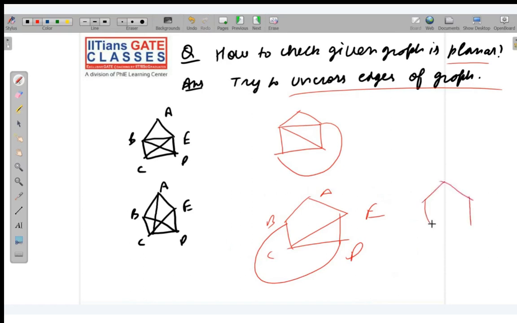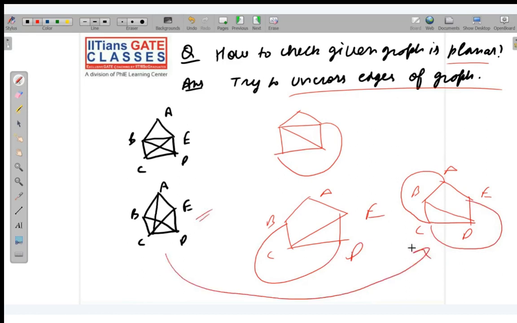A, B, C, D, and E. Okay, so in place of CE, you draw BD first. Okay, and then A to C. Okay, and then C to E. Yeah, we have got it. So this is planar. This graph is planar because I can draw it on a plane with no crossing. Yes, sir. Okay, so it is completely hit and trial.